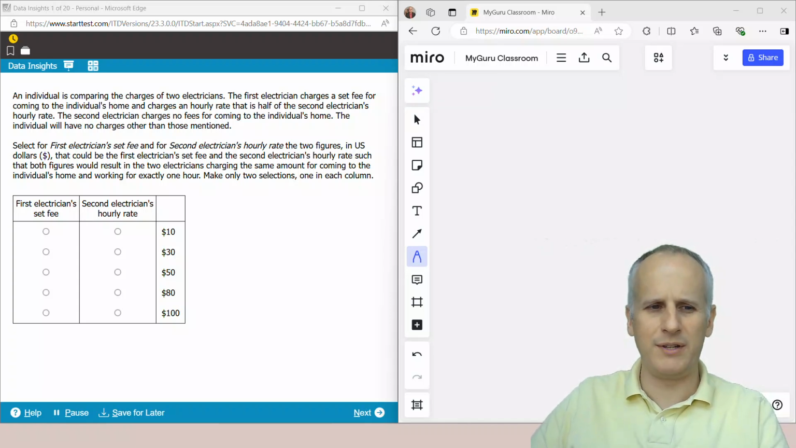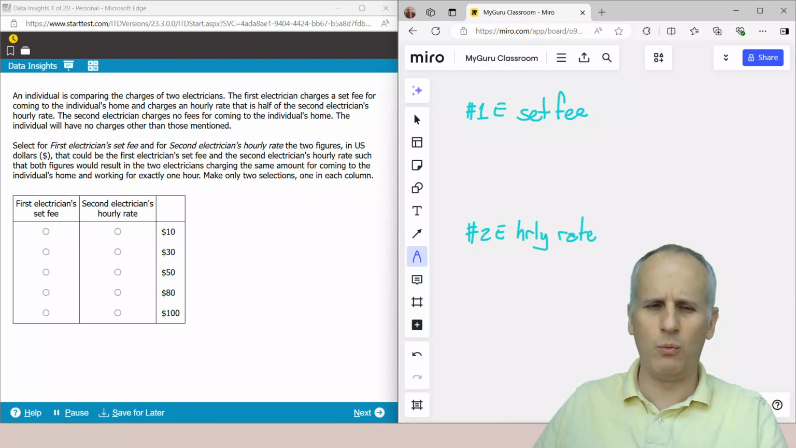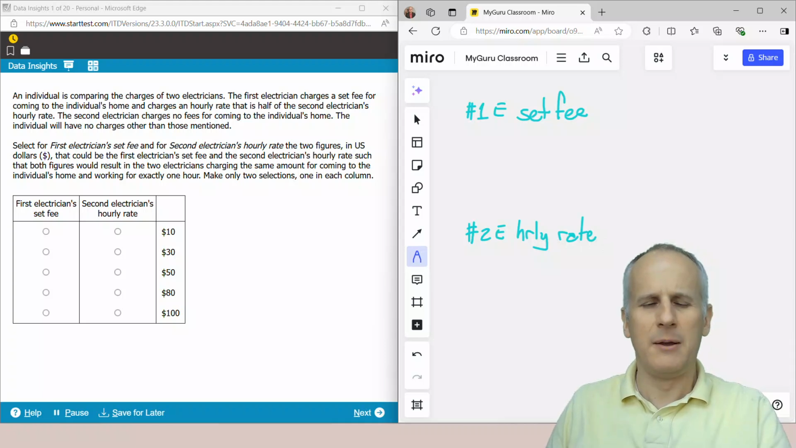question is asking for. And we see that the first thing we need to find is going to be the number one electrician, instead of first electrician's, I'm just going to shorthand it that way, set fee is the first thing that we're being asked for. And then we've got the second electrician, so number 2E for electrician, hourly rate. And I have no idea what this pertains to, but I just have to accept that I'm going to have to engage with some rates for some electricians. So we'll now read the paragraph from the beginning, pointing our notes towards solving for these two values.